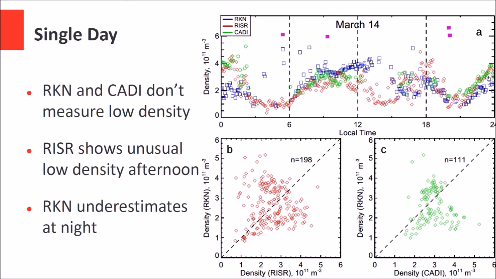Finally, Rankine's density measurements are just lower than the other two instruments at night. We've done a direct comparison between the measurements made by the different instruments, Rankine versus CADI here in green, and Rankine versus RISER at the bottom in red. They show a general trend towards a positive correlation, although it definitely could be better. To make a better picture, we can look at more data.